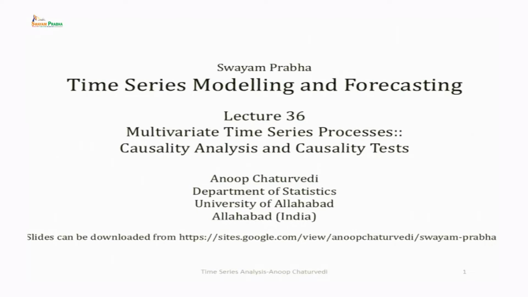Welcome to lecture 36 on time series modeling and forecasting. In the last lecture, we discussed the idea of causality for multivariate time series. In particular, we considered Granger's causality, and then we discussed various forms of Granger's causality, say instantaneous causality or feedback or one directional causality or both directional causality, etc.